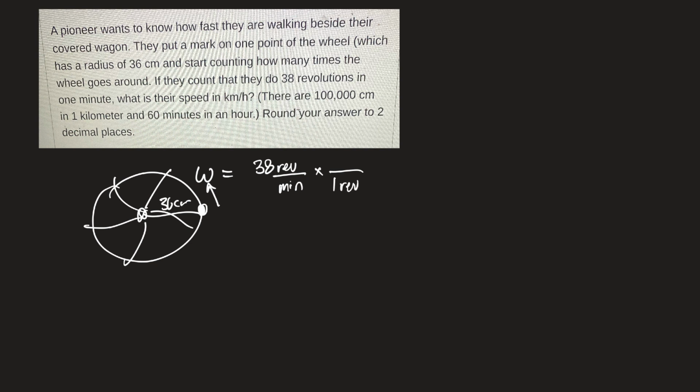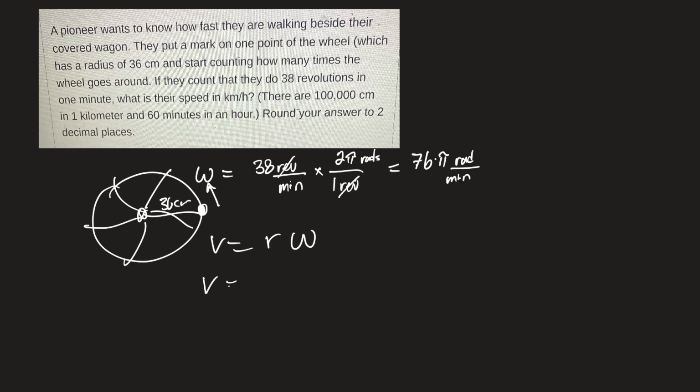1 revolution is the same as 2 pi radians. So my angular velocity is 38 times 2, so 76 pi radians per minute. The revs cancel out. They ask how fast they are going in kilometers an hour. So velocity is equal to r times angular velocity.